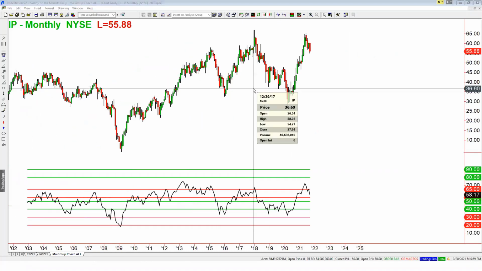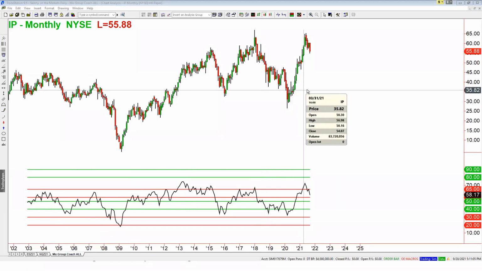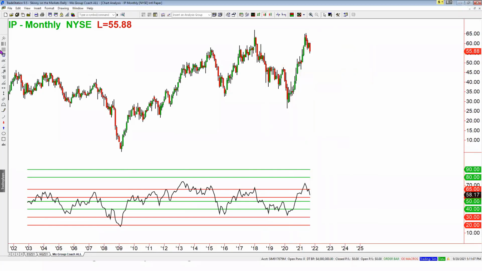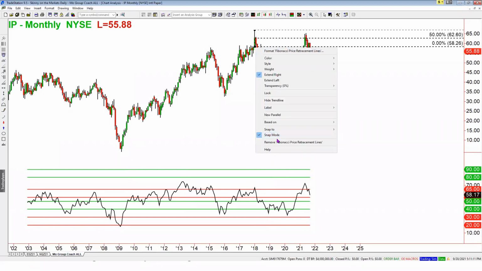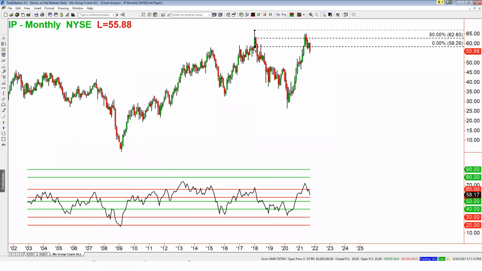Okay, so we had an all-time high back in January of 2018. We came back and we came into this price spike on a monthly chart. Beautiful, right? Hung around the middle for a while and is backing off. All right.